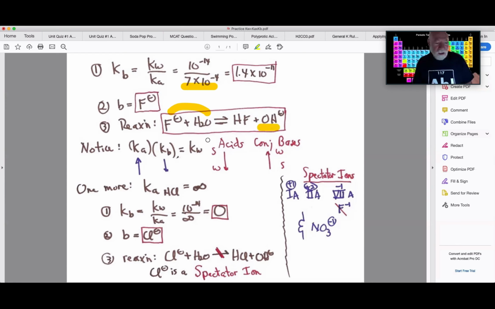Okay, now I'd like you to notice something kind of cute. If K sub A times K sub B equals K sub W, it means these two quantities are inversely proportional. If K sub A goes up, K sub B goes down. Notice it ties in with our Bronsted theory. Remember, in the Bronsted theory, I gave you a list of acids, and the acid strength as you go down, they get weaker. But for the bases, it's the opposite. Kind of makes sense. So if the acids get weaker, the bases get stronger. So they are inversely proportional to each other.